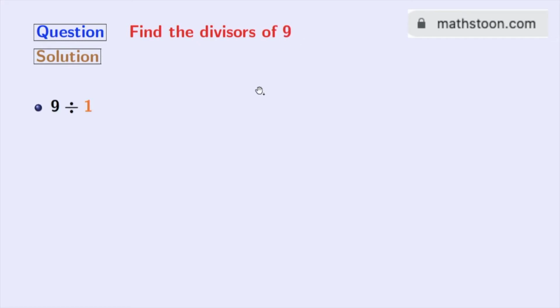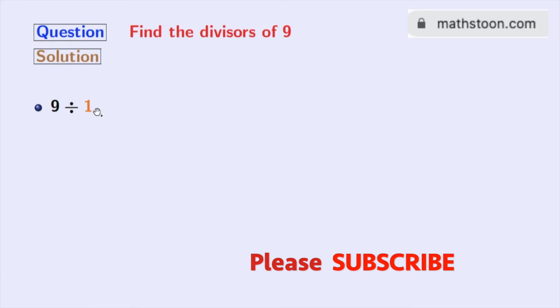We will start from dividing by 1. 9 divided by 1 is 9. So, 1 and 9 are the divisors of 9.